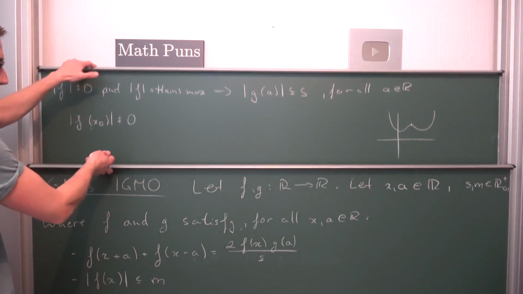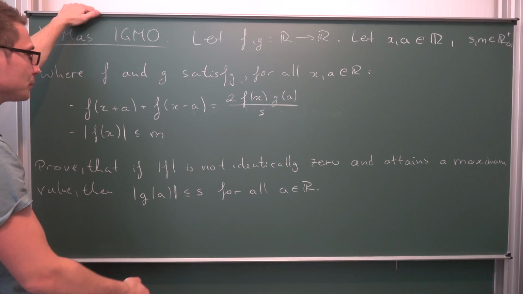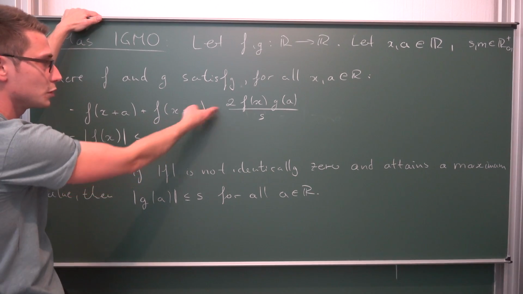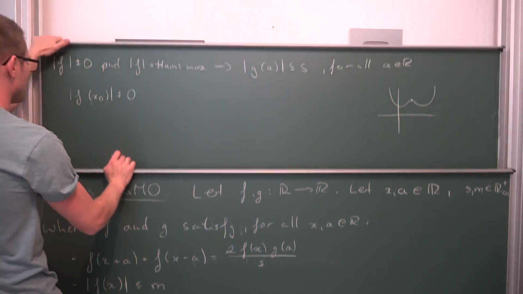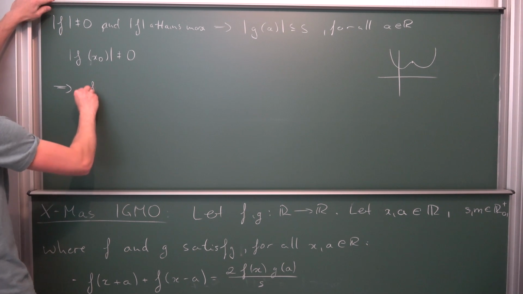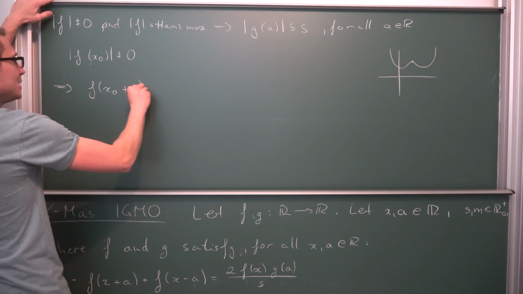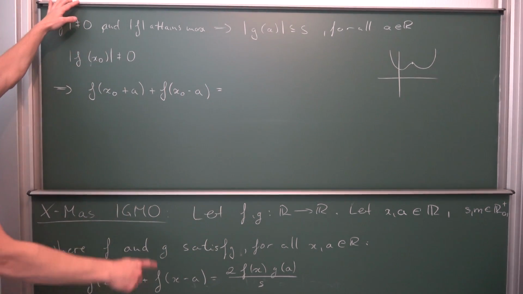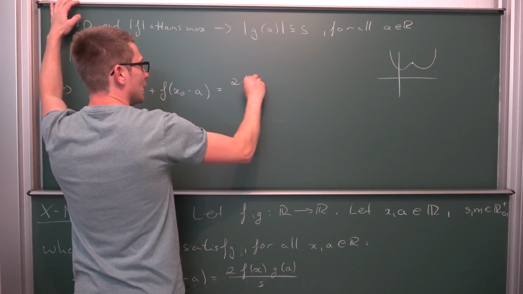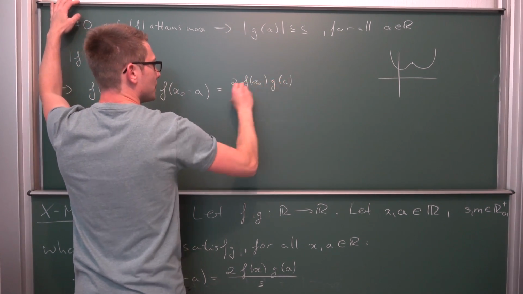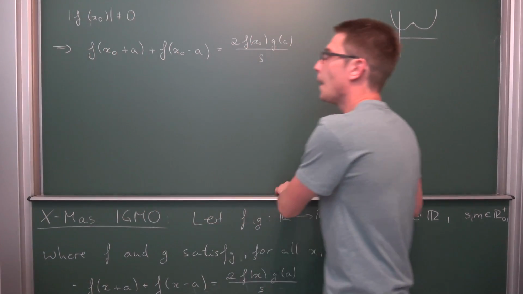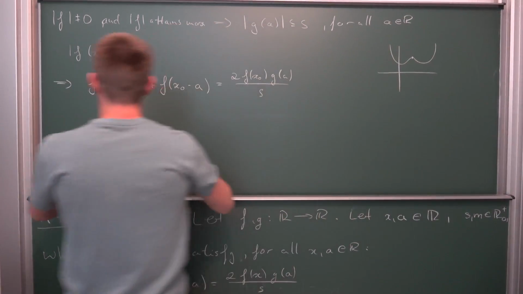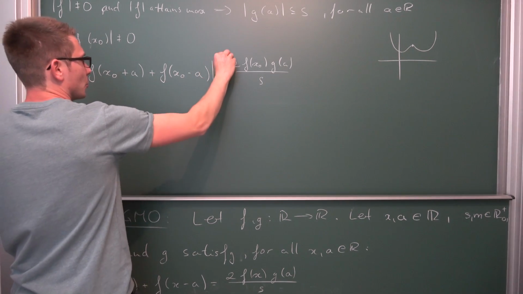Now, next thing we are going to do is take a look at the conditions here. Namely, why not plug in, for example, our maximum value, our x naught, into this equation that we got right here. Meaning, if we were to plug this in, then we are going to get that f of x naught plus a plus f of x naught minus a is equal to 2 times f of x naught times g of a divided by s. Now, there's an absolute value given, so why not apply the absolute value to both sides?